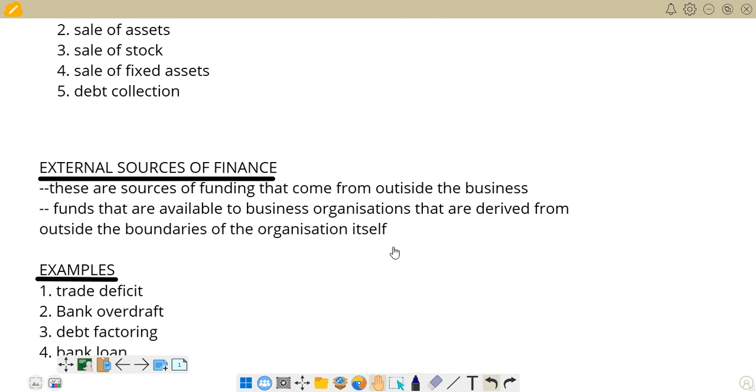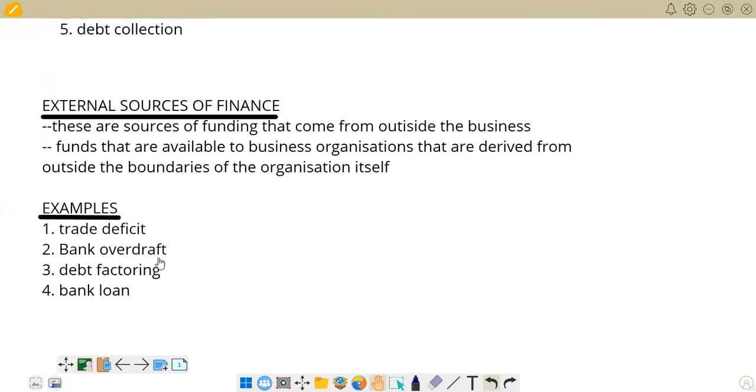So we also have some examples in terms of external sources of finance. We are seeing that we have got trade deficit as our first example, and then we've got the bank overdraft as our second example of external sources of finance. Then we've got trade debt factoring, and then lastly we've got bank loan.